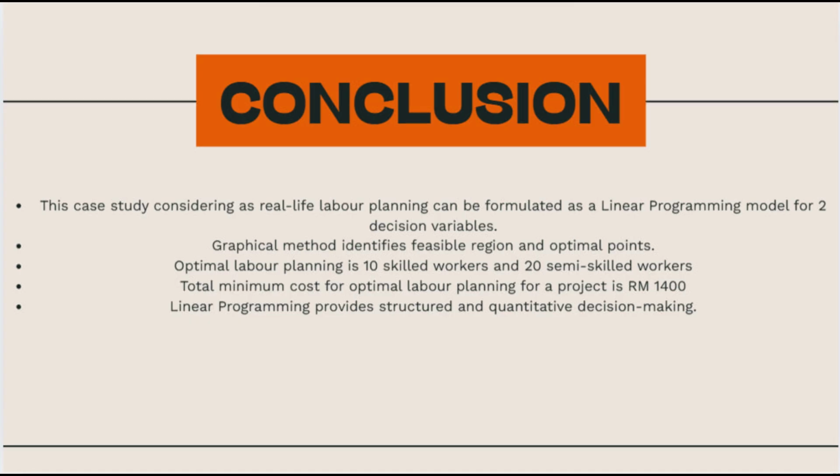In conclusion, this case study demonstrates how a real-life labor planning problem can be transformed into a linear programming model. Through the graphical method, we identify the feasible region, evaluate potential solutions, and determine the lowest cost labor allocation. The optimal solution of hiring 10 skilled and 20 semi-skilled workers gives the minimum cost of RM 1,400 for doing a project. It shows the power of LP in helping organizations make structured, data-driven, and cost-efficient decisions.